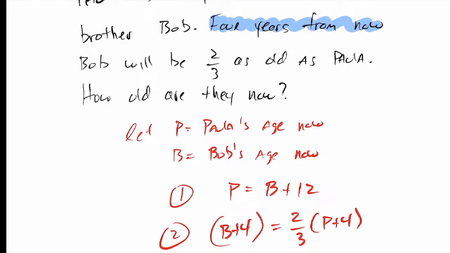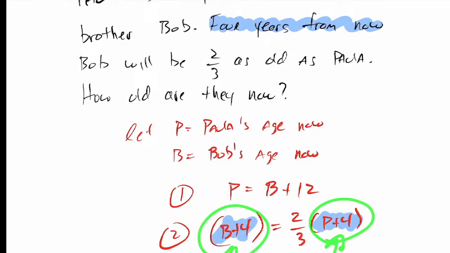You got to put brackets around it because it's the age that's being referenced. The age that's being referenced is 4 years from now. So this 2/3 factor is 4 years from now. So in other words, the idea is that in 4 years, Bob will be 4 years older, and in 4 years, Paula will also be 4 years older.